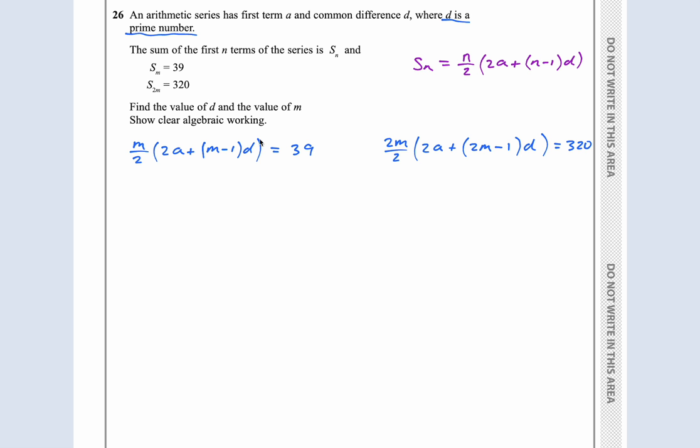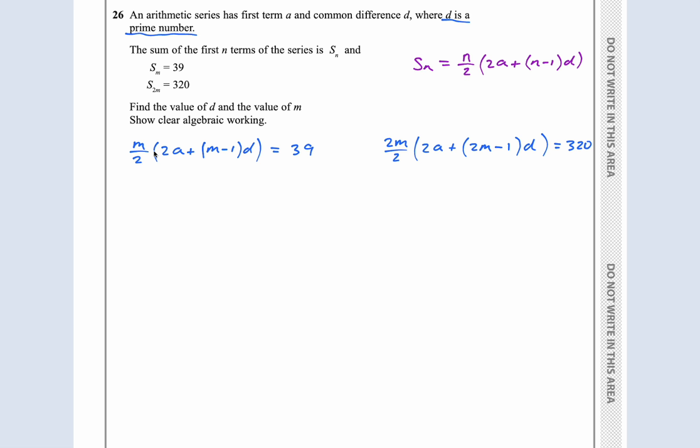So what I'll do is, because he's only asked me to find d and m, that gives me the idea to eliminate a. So I don't need a. I don't care about a. So let's simplify this equation first, and then we'll simplify this equation.